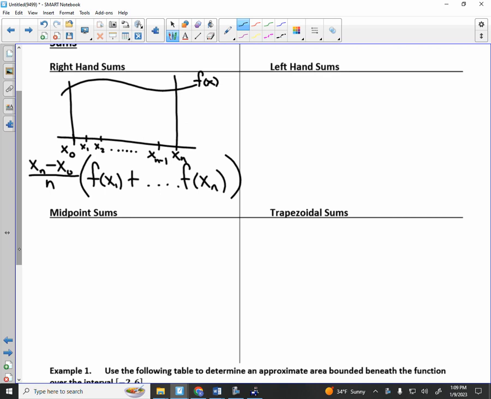So let's switch it. Let's do a left hand. Does the width of each rectangle change if I'm doing left hand? No, the width stays the same. We still have x sub n minus x sub 0 divided by n. Okay?